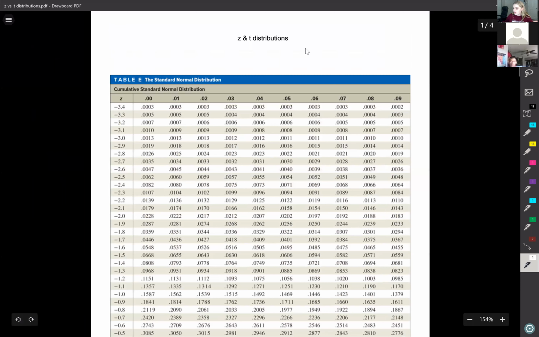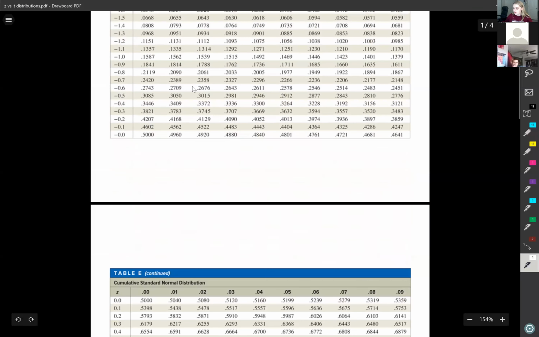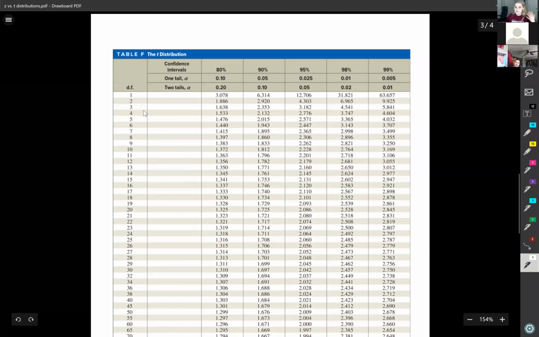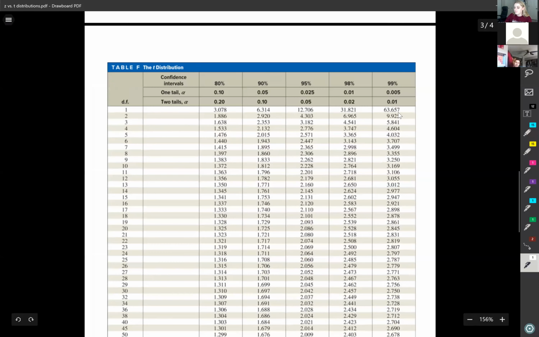The first page is the stuff that we did with the z-scores, the normal distribution, so that's old stuff. The next page is the t-distribution stuff. These are the values that we're looking at now. This is where we're finding that t sub alpha over 2. The only things you need to know are the confidence, so we've got 80, 90, 95, 98, and 99. Those are all our options. And then you also just need to know the degrees of freedom. That's DF, right?